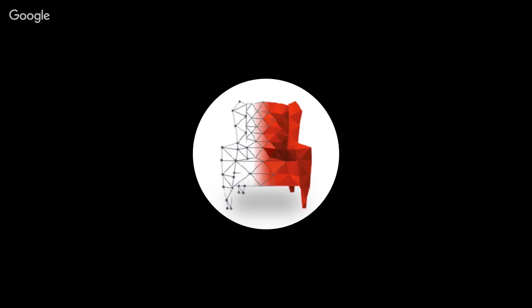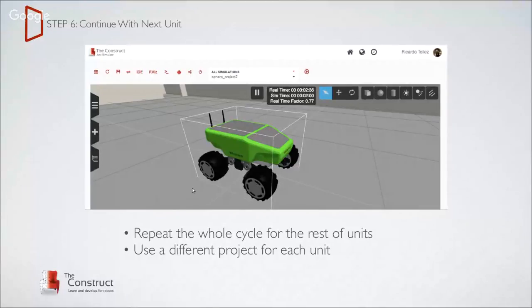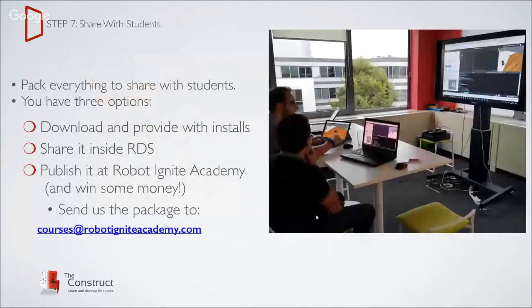Let me switch back to the slides. Slides is here. So you repeat the whole cycle for all the rest of the units. And I recommend that you use a different project in RDS, or whatever tool you use, for each unit, because otherwise it becomes a mess with the different simulations, the different code, the different notebooks. By doing a project for each unit, you get everything separated and very clear when you have to modify something. Okay, so you repeat this and imagine that you already have everything. The next step is to share this with your students. So you have to pack everything and then share with your students.